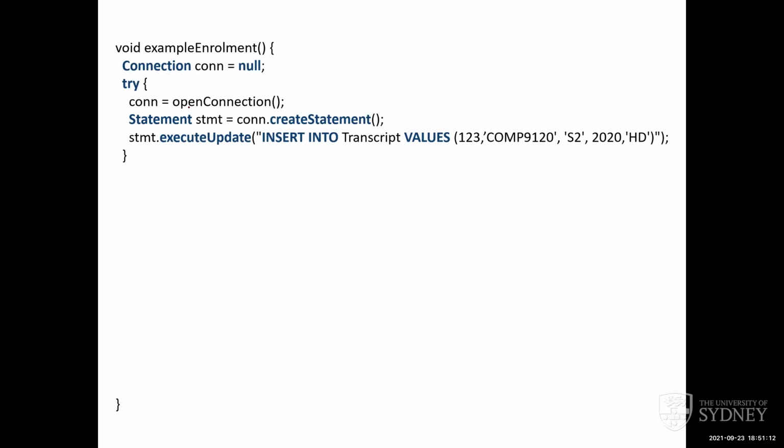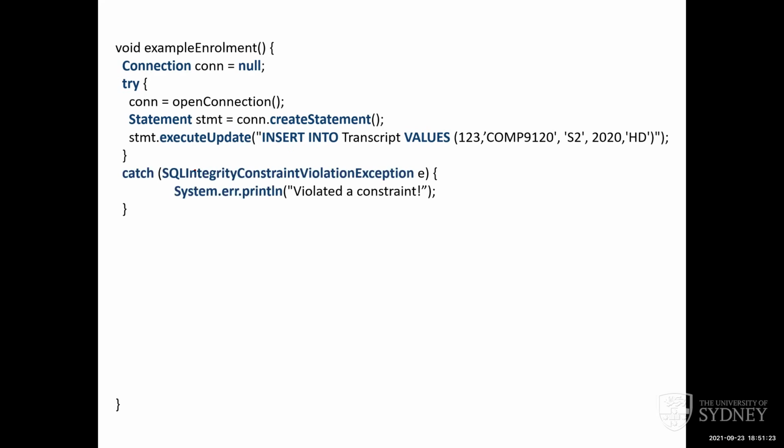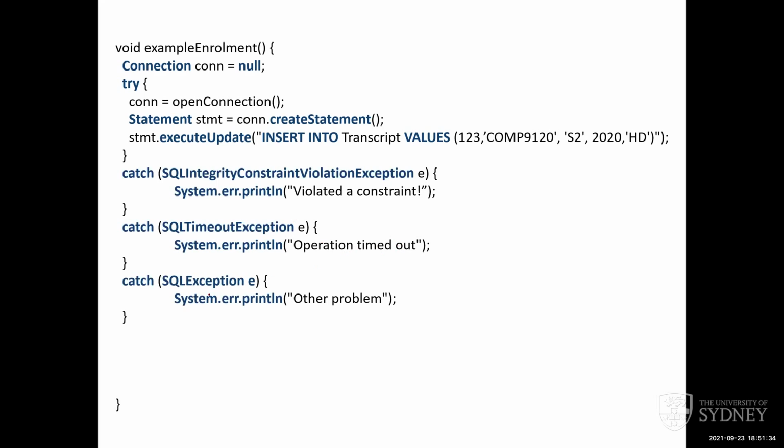Like I said, we'll first create the connection, which is the open connection. Then we'll create an object of this statement. Then we will execute this query, okay? If something goes wrong, you can catch specific exceptions like SQLIntegrityConstraintViolationException and print out the error message. Timeout exception, you can print out, right? Or if you can't think of any other specific one, you can use the parent one, SQLException, and say any other problem that has happened.